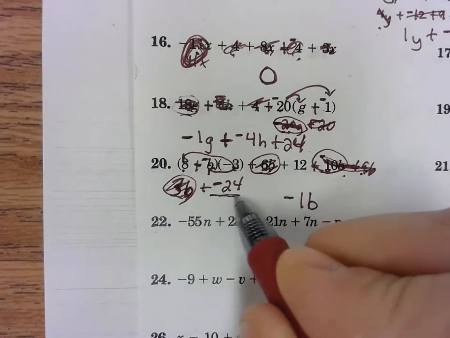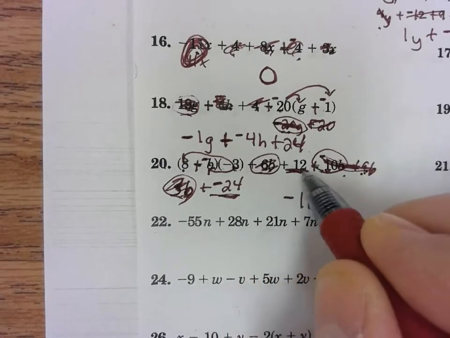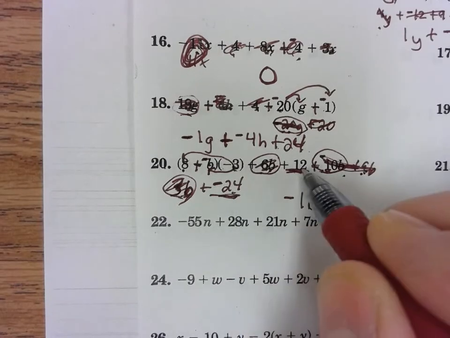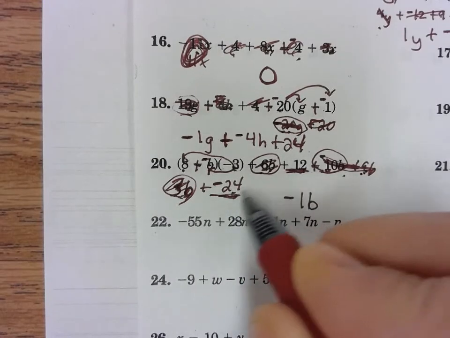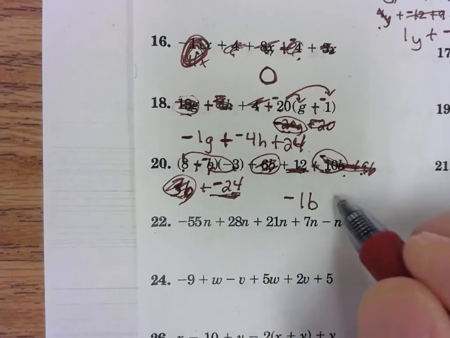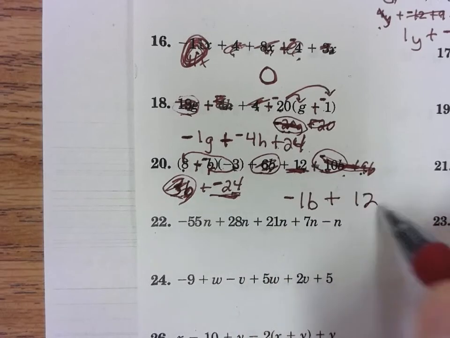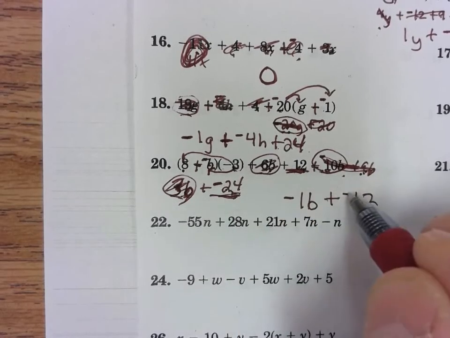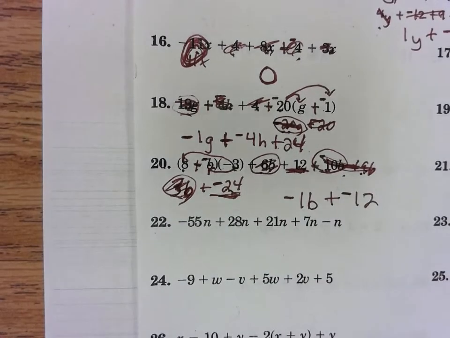Now my constants are negative 24 and 12. So if you do negative 24 plus 12, again, those are different signs, so you subtract them, which is 12, but you got to take the sign of the bigger number, and that'll give you negative 12. Okie dokie, that brings us down.